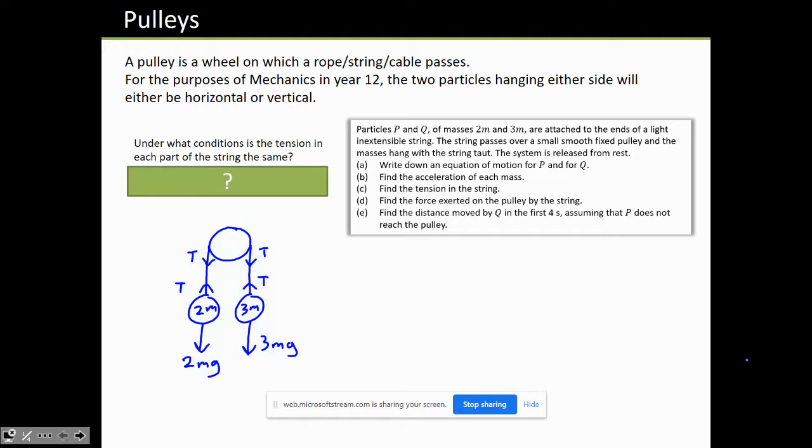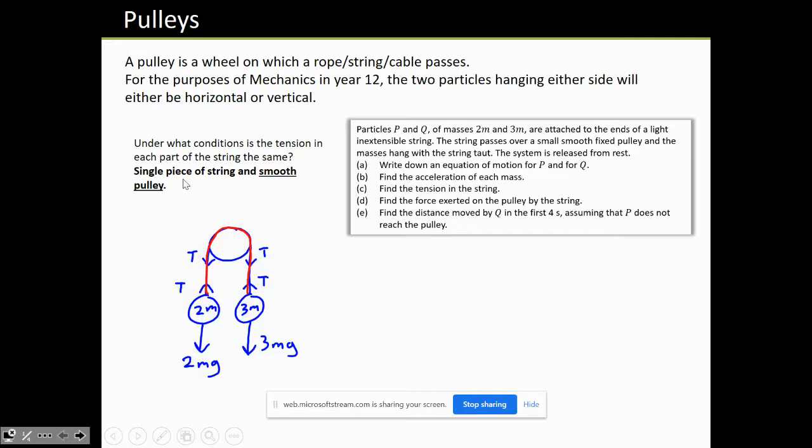But under what conditions is the tension on each part, the left-hand side and the right-hand side, the same? Well, it's the same if it's a single piece of string and if it's a smooth pulley. So we have a single piece of string going over here, and the pulley is smooth. Therefore, the tension in that string is consistent and constant throughout that piece of string. If we have friction or multiple pieces of string, then the tensions would be different, and that's a really important key point. So how can we think about this?